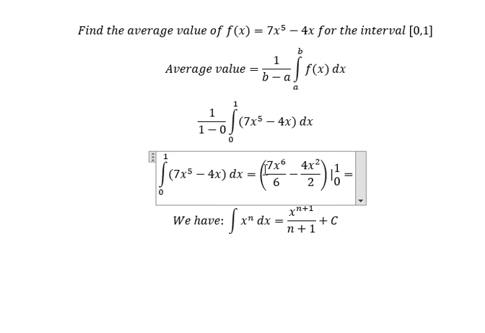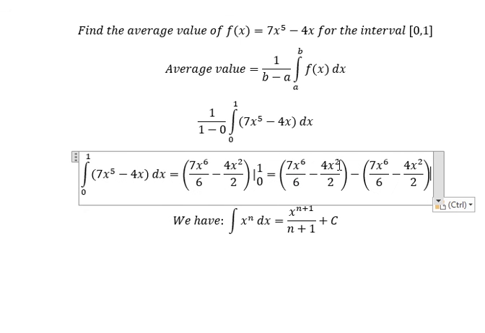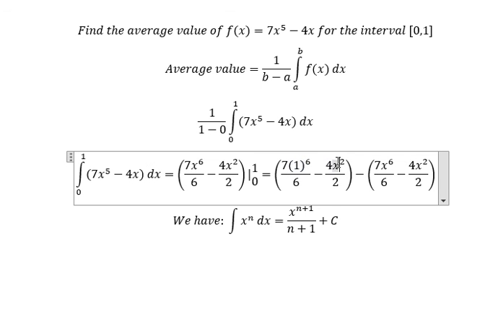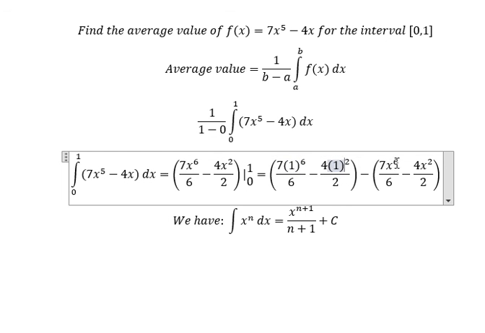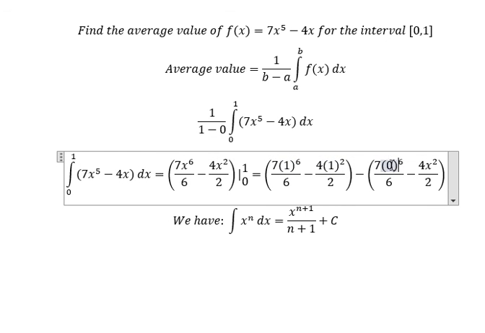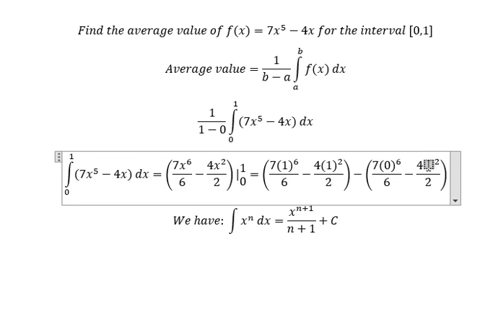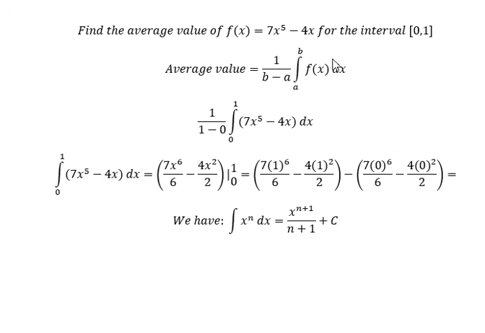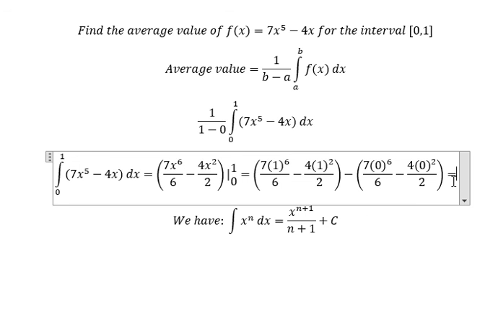And now we have the final answer. So I will put number 1 in here, number 0 in here. So we calculate this one, and we get negative 5 over 6.